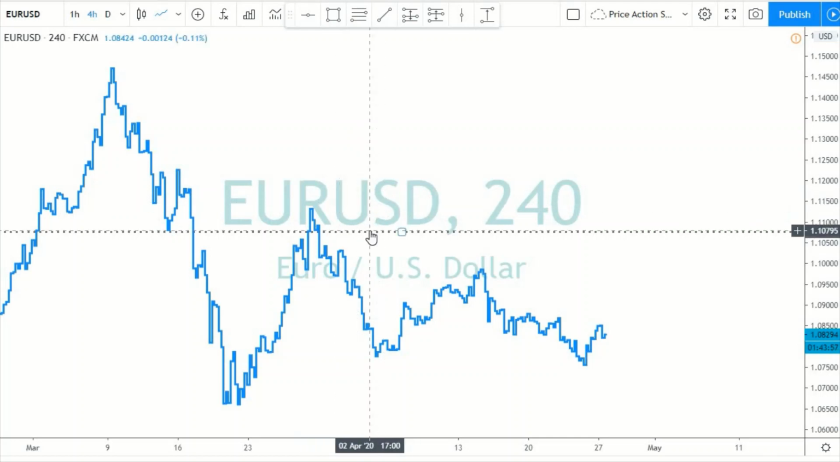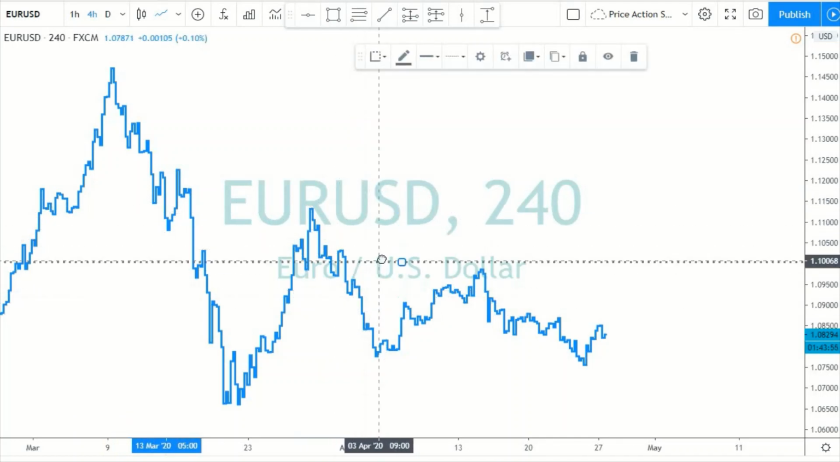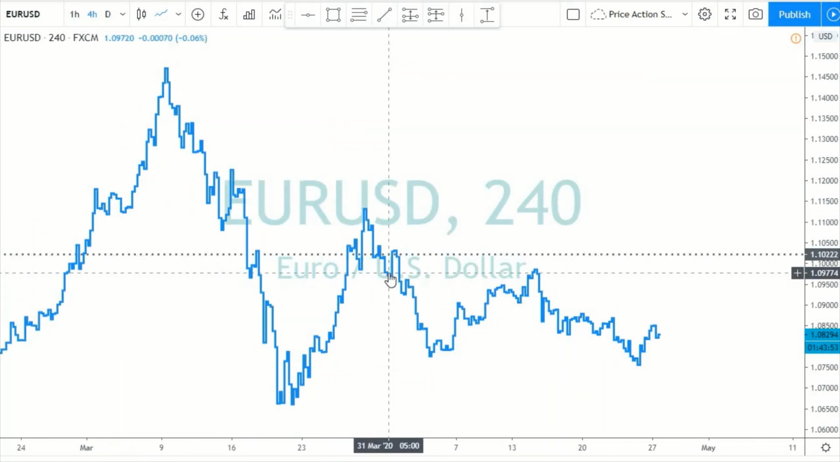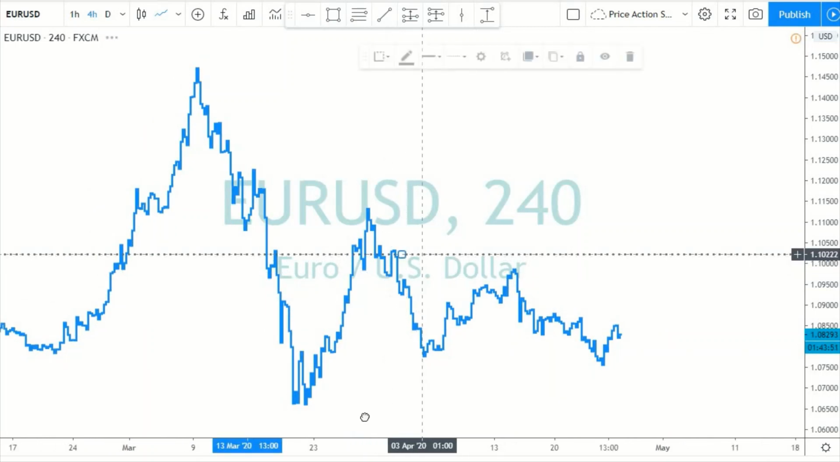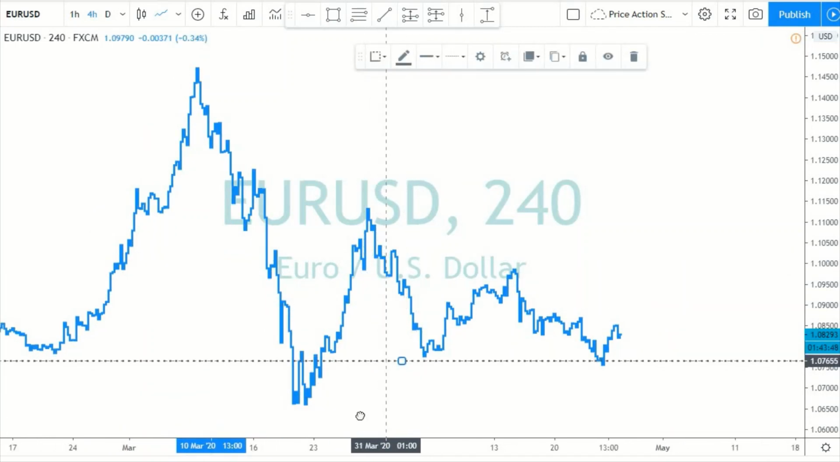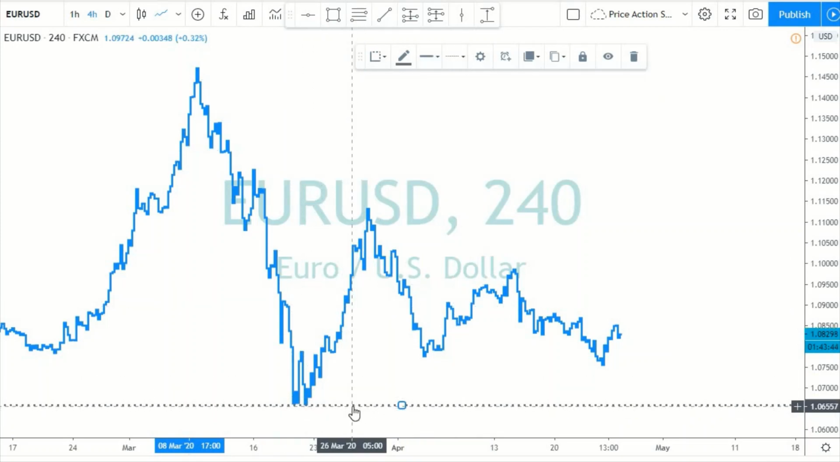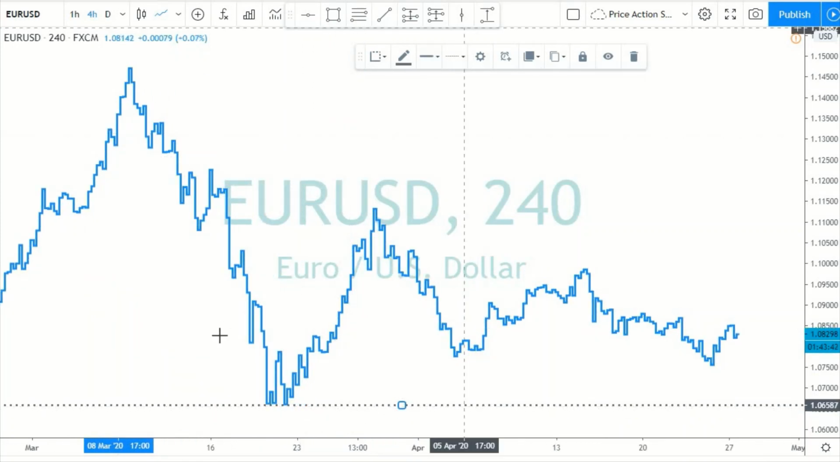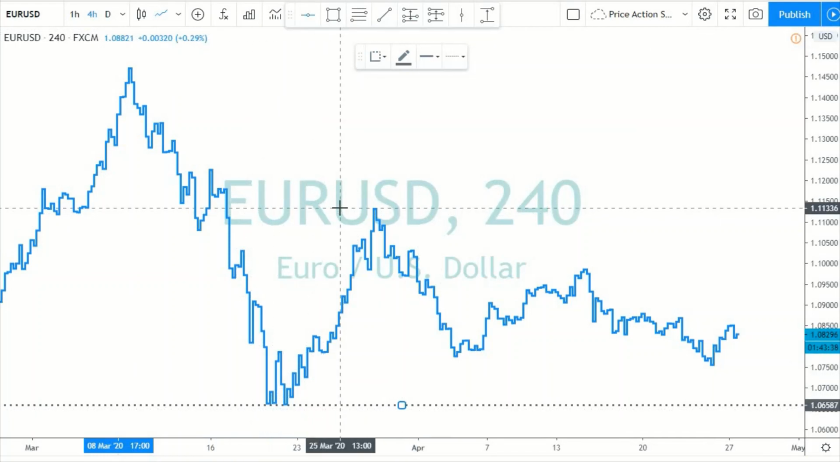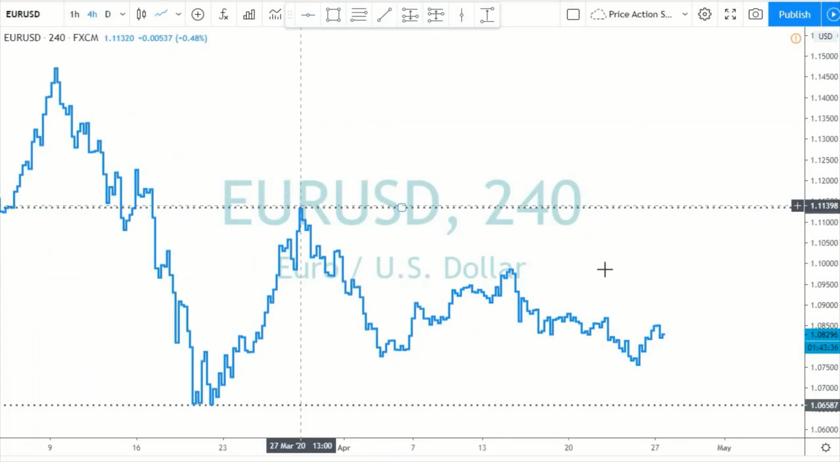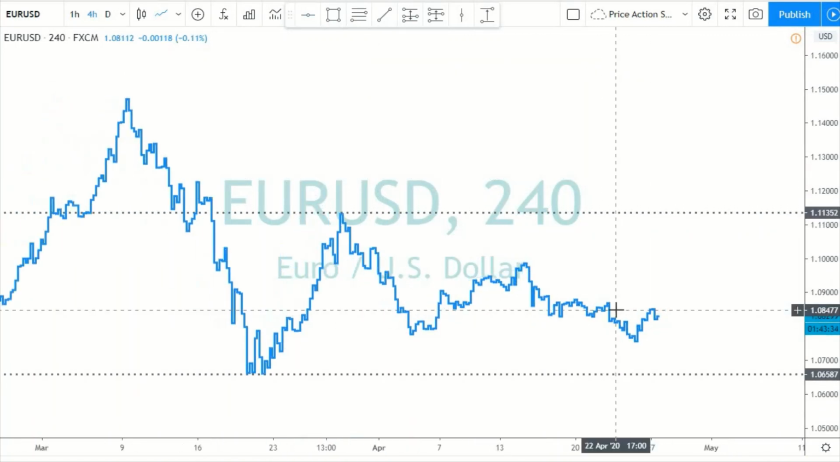Okay, so what I'll do is look for the most recent swing high and swing low, and I will put them in a zone. So one is right here at the bottom, and the most recent swing high is approximately right here.